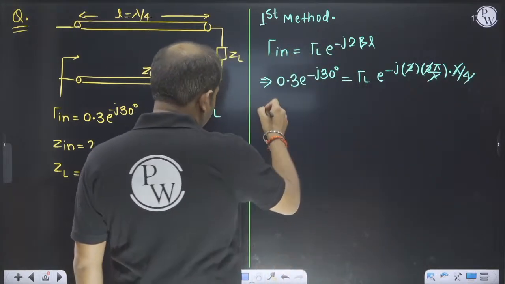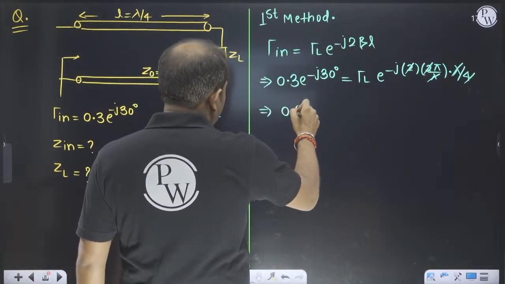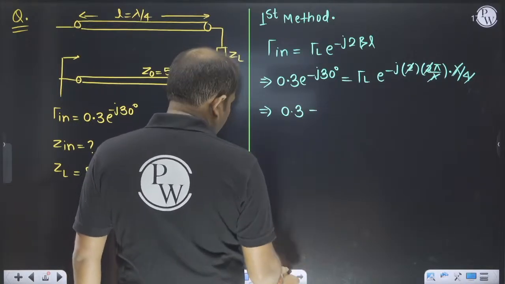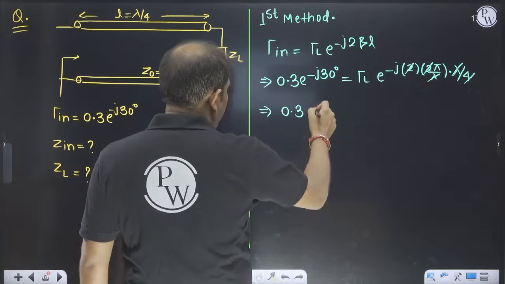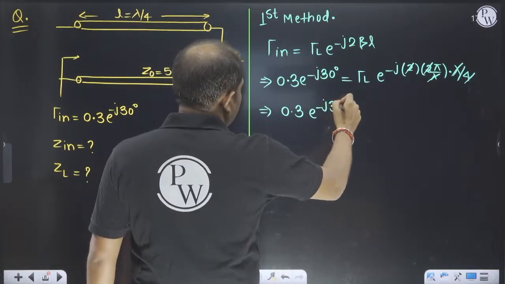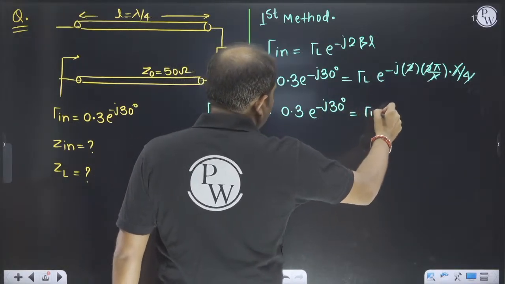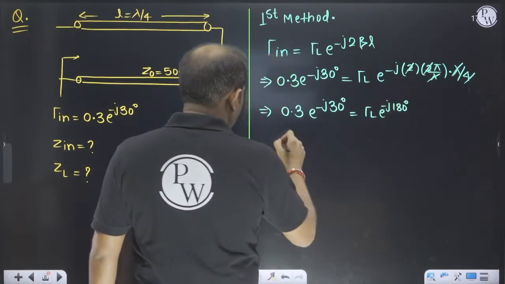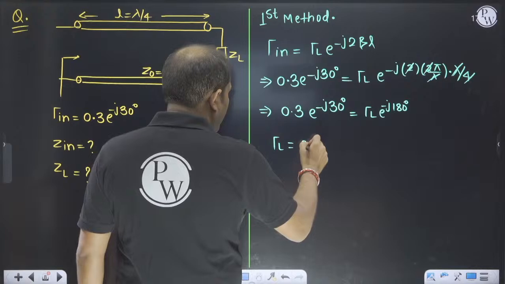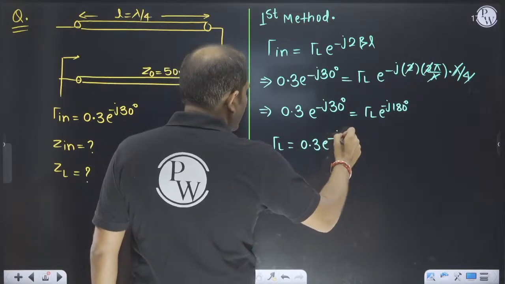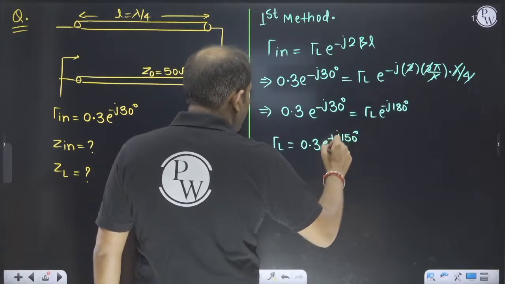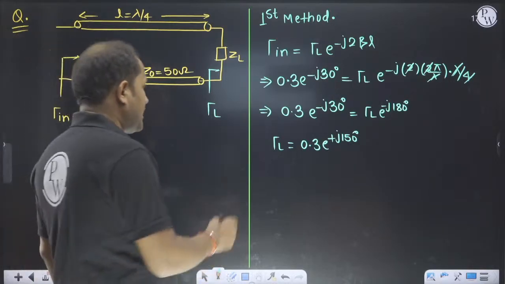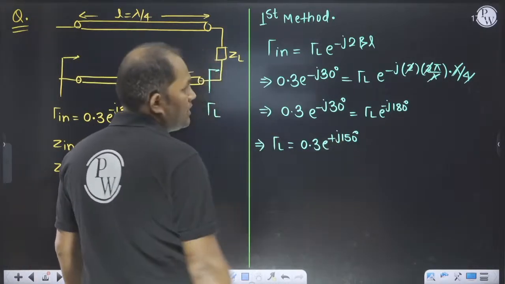minus 1, so 0.3, and gamma L will be 0.3 e to the power minus j pi minus j 30 degree, and gamma L e to the power j minus 180 degree. So gamma L will be equal to 0.3 e to the power minus j 150 degree plus 150 degree. So you have understood the formula for how you get gamma L.